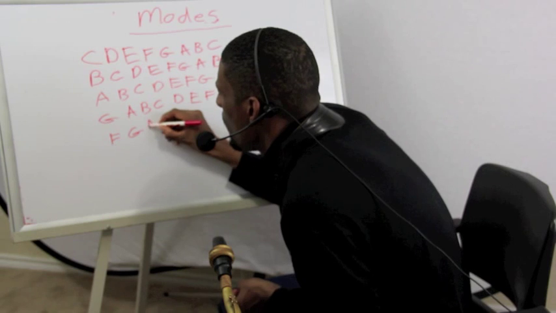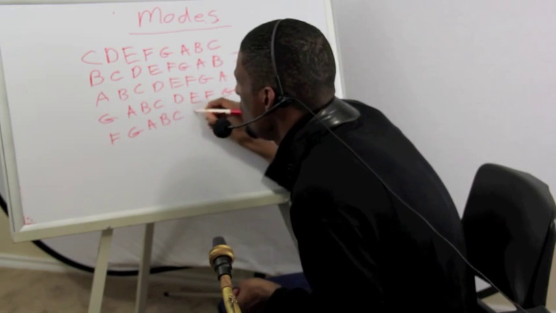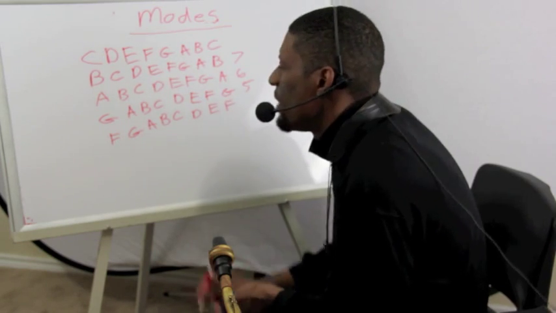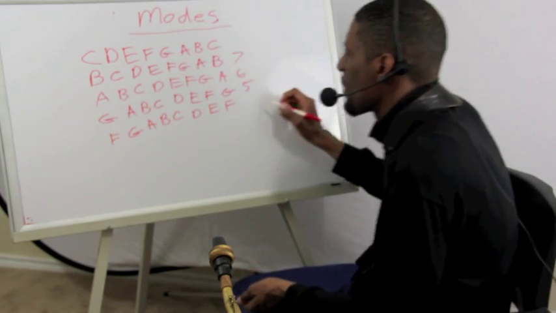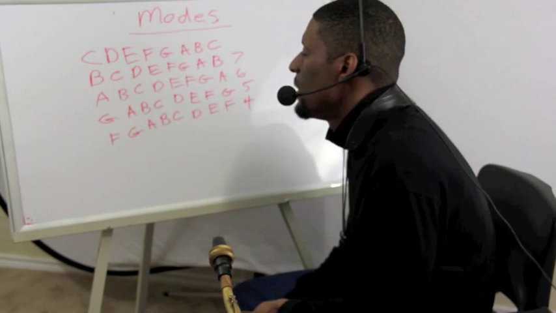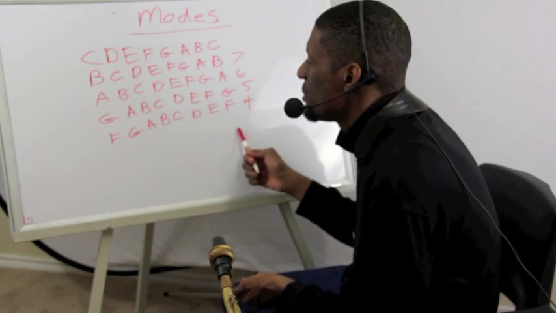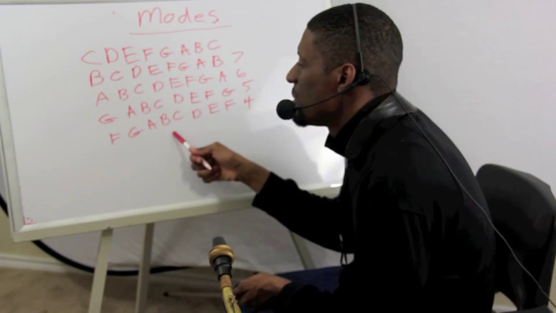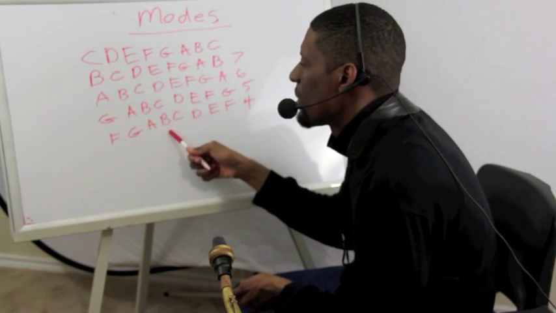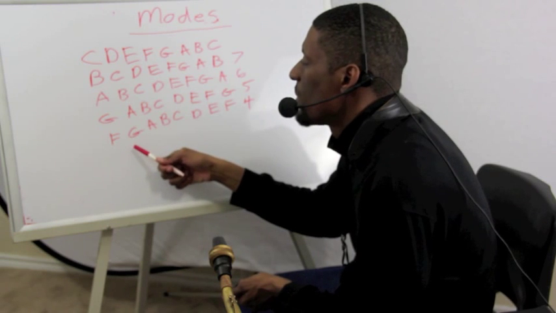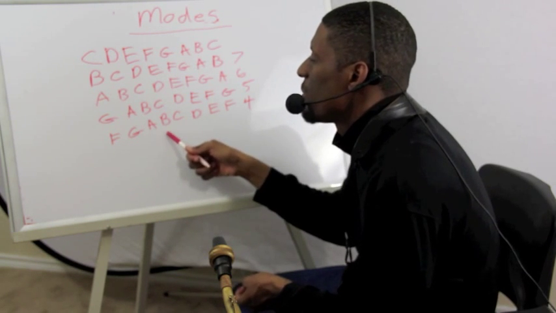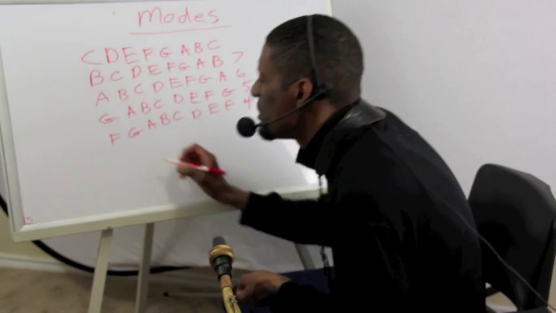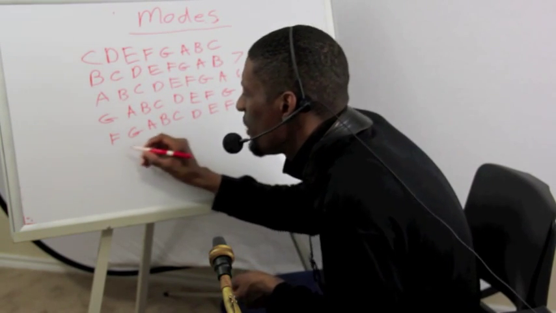So the next one down, we got F, G, A, B, C, D, E, F, and this one is the Lydian, and that's the 4th degree. Basically, it's a major scale, but they just have the 4th, which is sharp. Typically in an F major scale, of course, you would have that be B flat. But since we're playing through the modes of the C major scale, the B is natural.